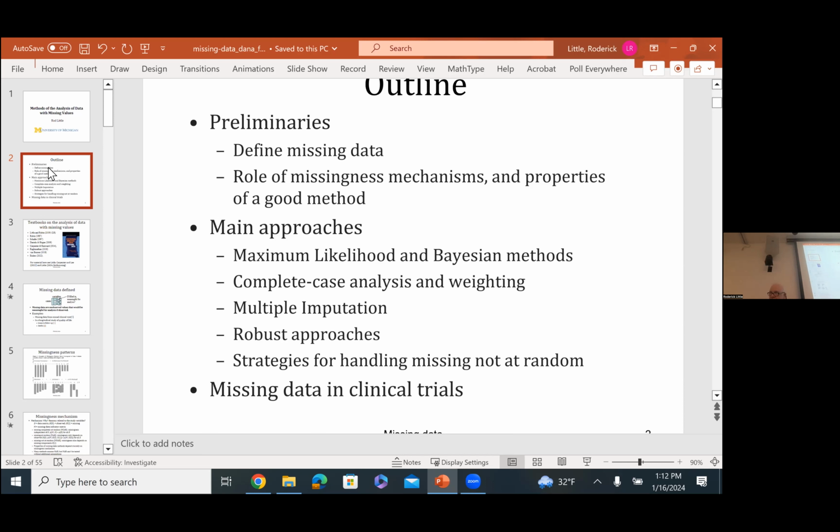Since we're at Dana-Farber, I thought you might be interested in missing data in clinical trials. So I put in a section on missing data in clinical trials. I actually gave this talk to an education conference about a couple of months ago, and so I was talking about educational applications. So I excised the educational applications and inserted the clinical trial material. One of the things that's fun about missing data is you can apply it in lots of different areas, which has been very appealing for me.